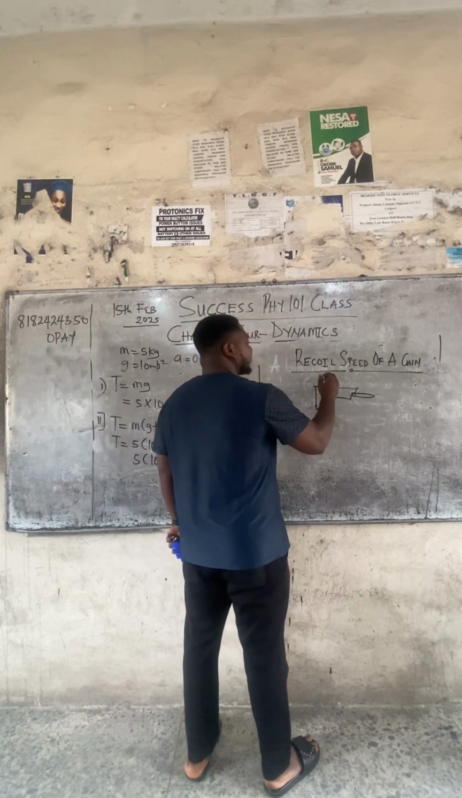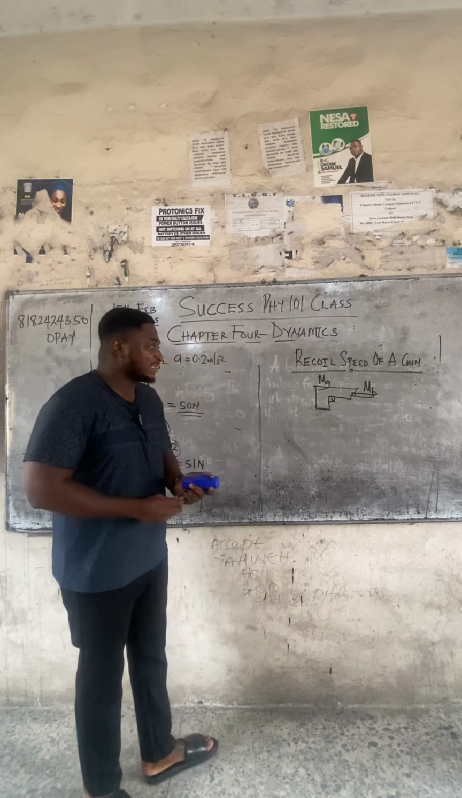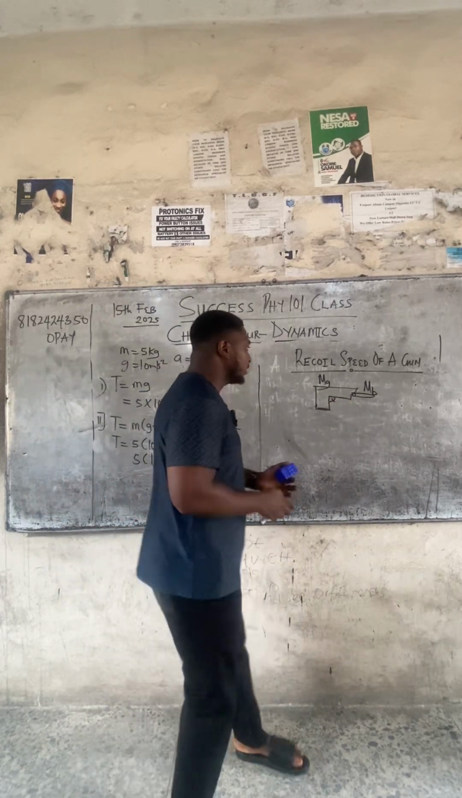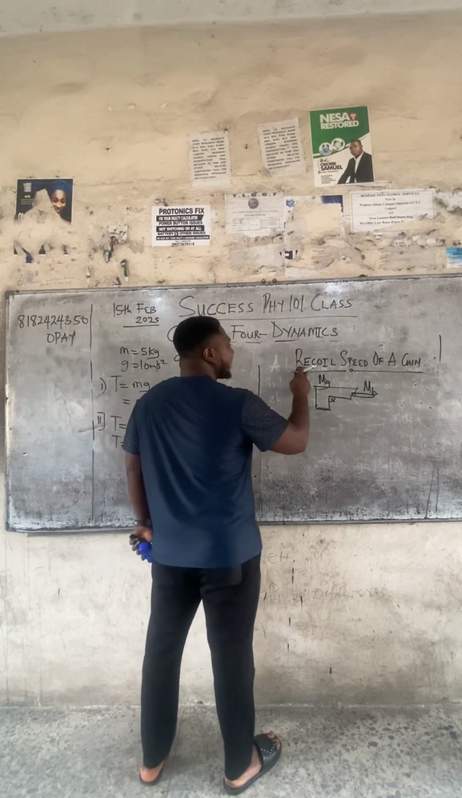Class, we have the mass of the gun, mg, and the mass of the bullet, mb. There are two masses involved here: the gun and the bullet. This bullet came from the gun. We also have the velocity of the gun and the velocity of the bullet. We have to find the recoil speed of the gun.